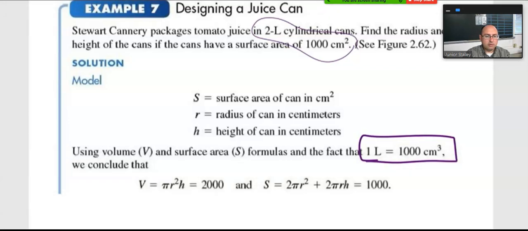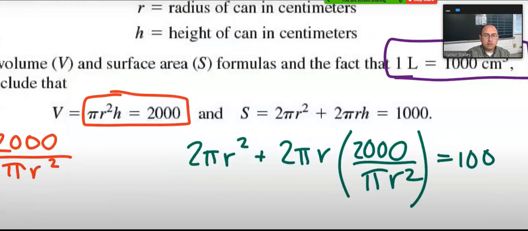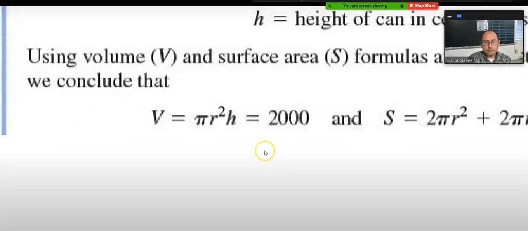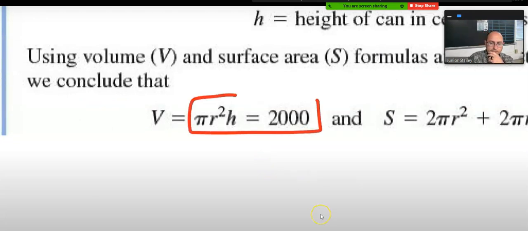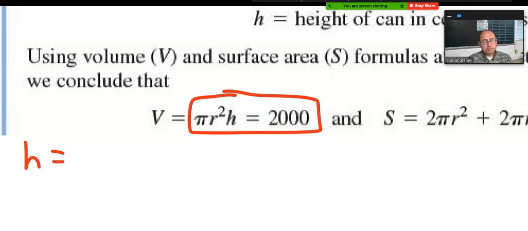Well, how do you find the surface area? I said take this formula and let's solve for the height. So we know that we have 2 liters of fluid. We're dealing with 2,000 cubic centimeters. How do we solve that for H? 2,000 divided by pi r squared.